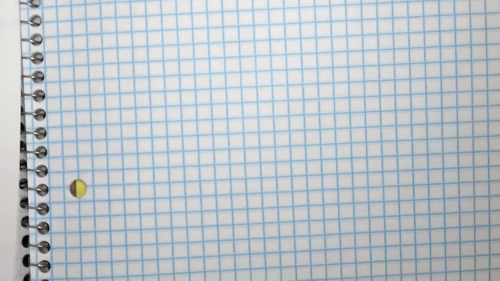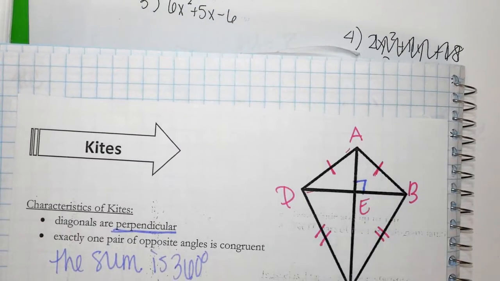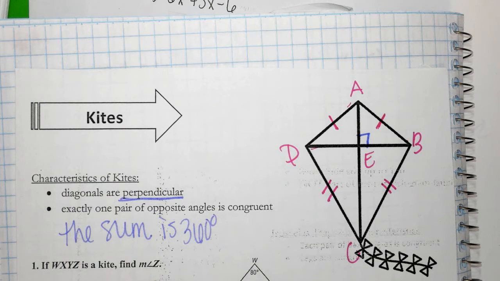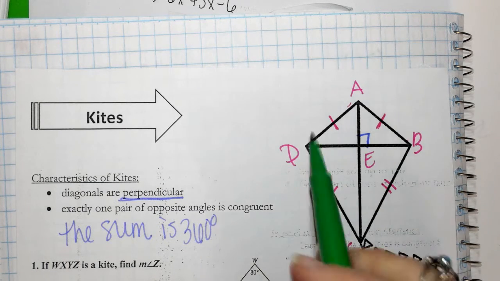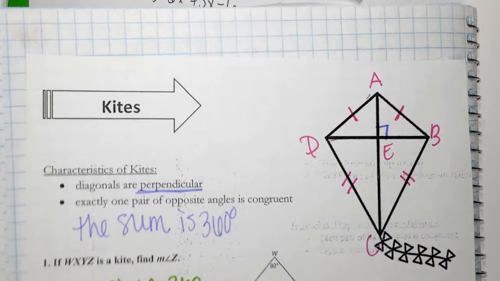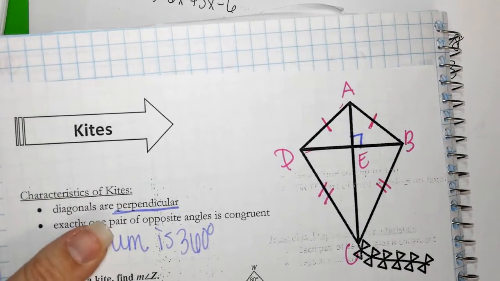Yeah. All right. Let's look at our kites from yesterday. What do you know about the top legs of a kite? What do you know about the bottom legs of a kite? What do you know about the diagonals of a kite? They intersect at a 90-degree angle. And what is the sum of any quadrilateral?